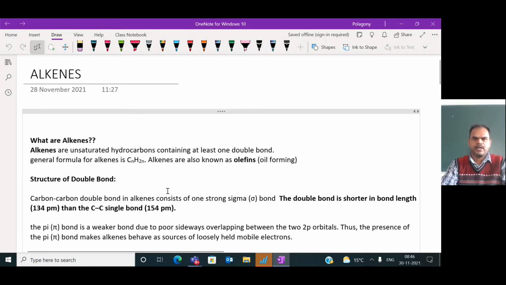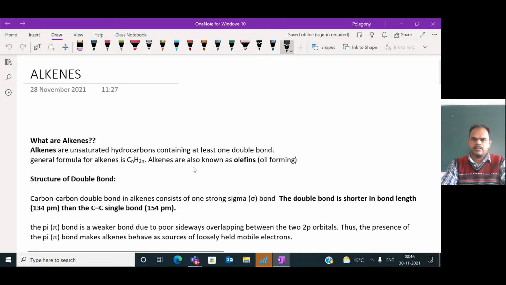Alkenes are unsaturated hydrocarbons containing at least one double bond. If you look at the general formula of alkenes, alkenes possess the general formula CnH2n, where n is equal to 2: C2H(2 into 2), that is 4, so C2H4 you will get. Alkenes are also known as olefins.